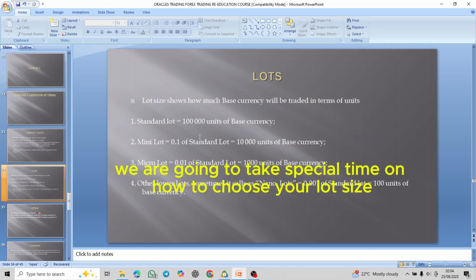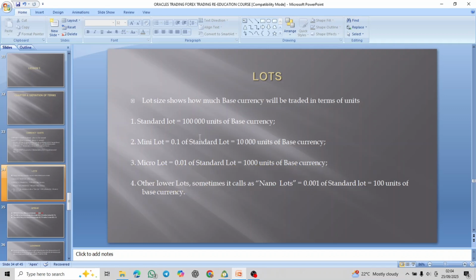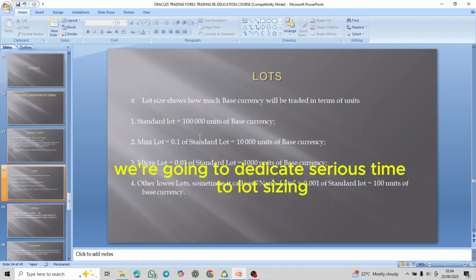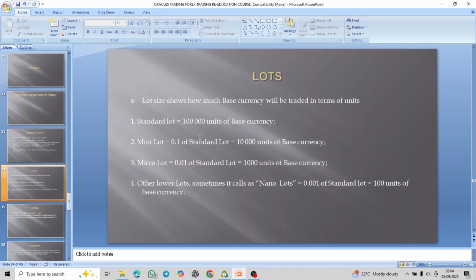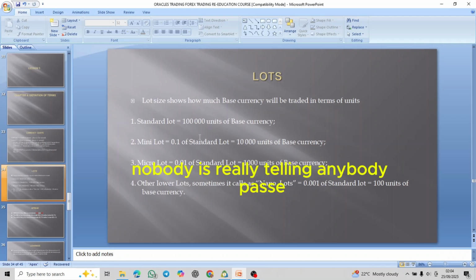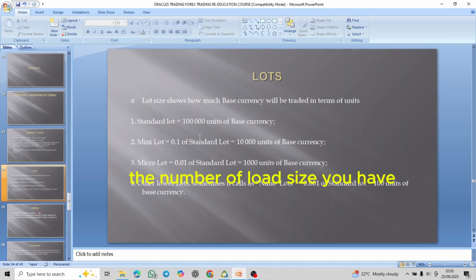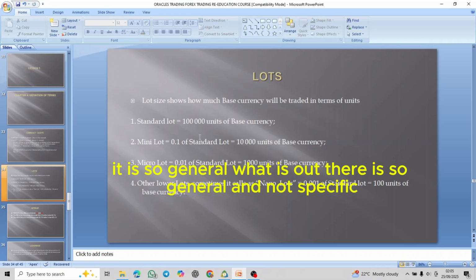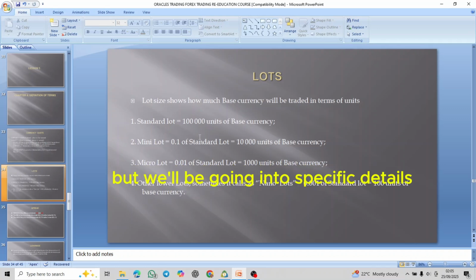We are going to take special time on how to choose your lot size. So when we enter the practical aspect, we are going to dedicate serious time to lot sizing. It is not usually taken care of. Generally, in the education that is common out there, nobody is really telling anybody the specific number of lot size. You have places that say, don't go beyond these. It is so general. What is out there is so general and not specific. But we'll be going into specific details.